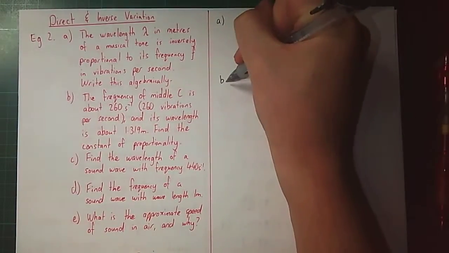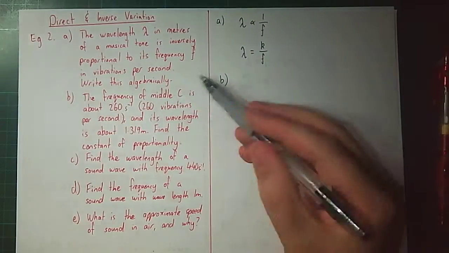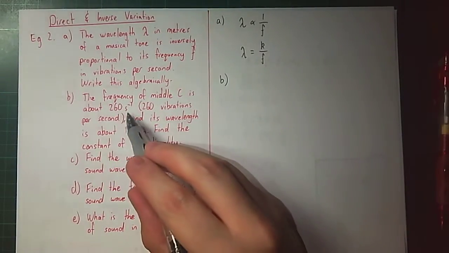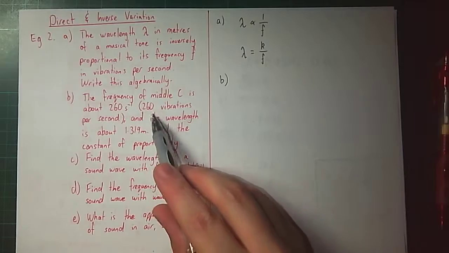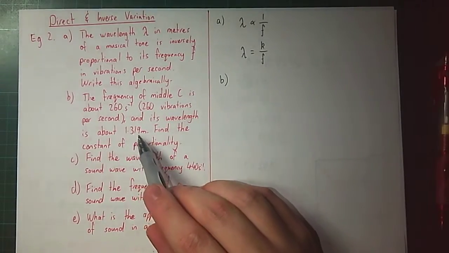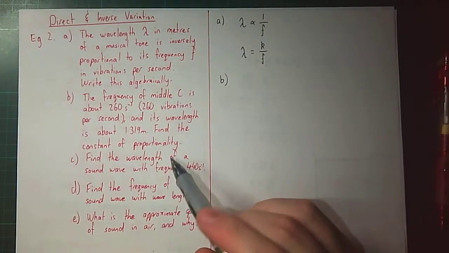For part B, it says the frequency of middle C is about 260 seconds to the negative 1. So that means 260 vibrations per second. And its wavelength is about 1.319 meters. Find the constant of proportionality.